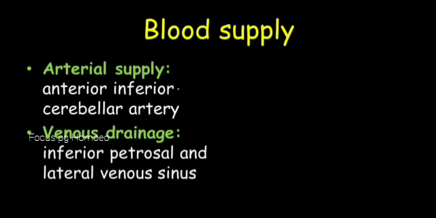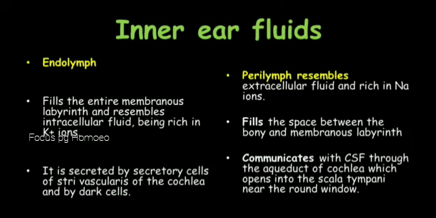So now regarding the blood supply. Arterial supply is by the anterior inferior cerebellar artery, and venous drainage by the inferior petrosal and lateral venous sinus. So now regarding the inner ear fluids, which we had already discussed.